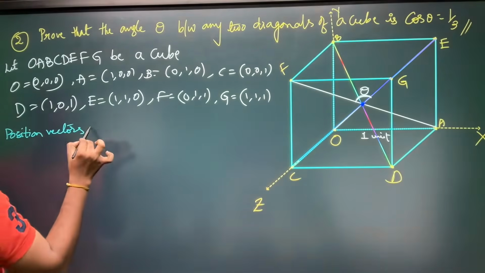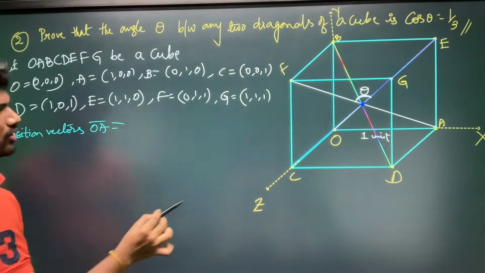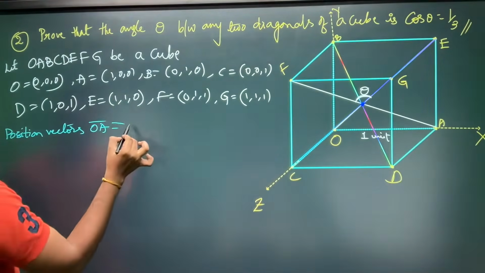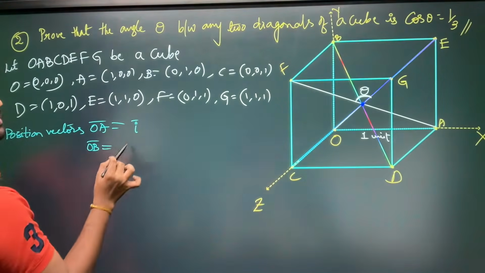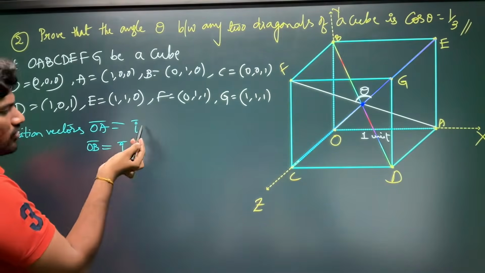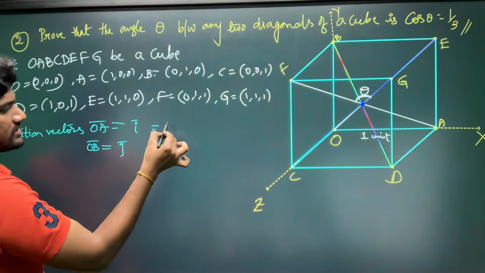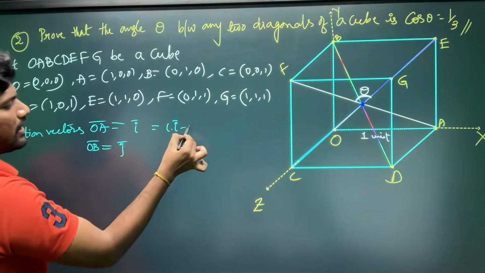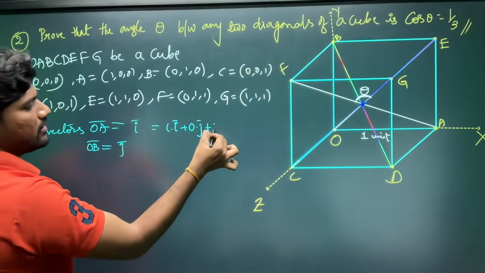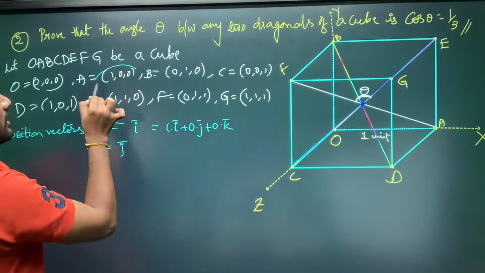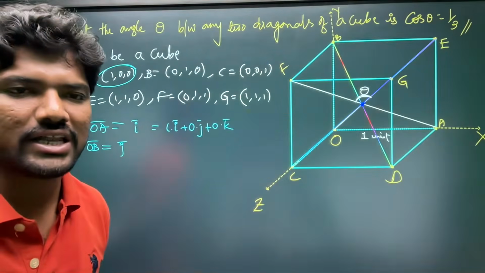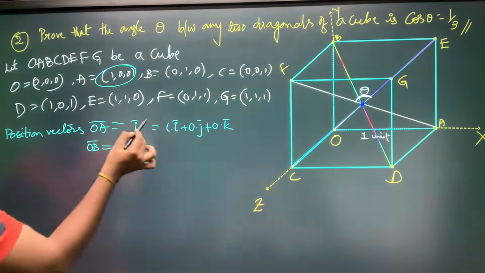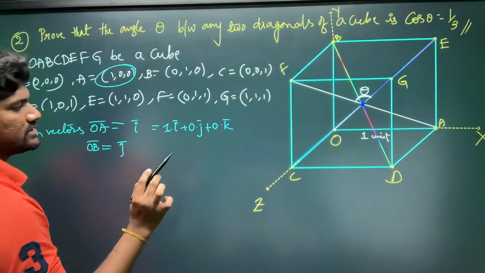So OA bar is equal to, from origin to A, OA bar, simply we can write 1 into I bar. Next OB bar. What is OB bar? 1 into J bar. Sir, how did you get this condition? It is simple: 1 into I bar plus 0 into J bar plus 0 into K bar. Here, for the coordinate of A, you have to multiply with I bar, J bar, K bar. Clear? So 1 into I bar plus 0 into J bar plus 0 into K bar.